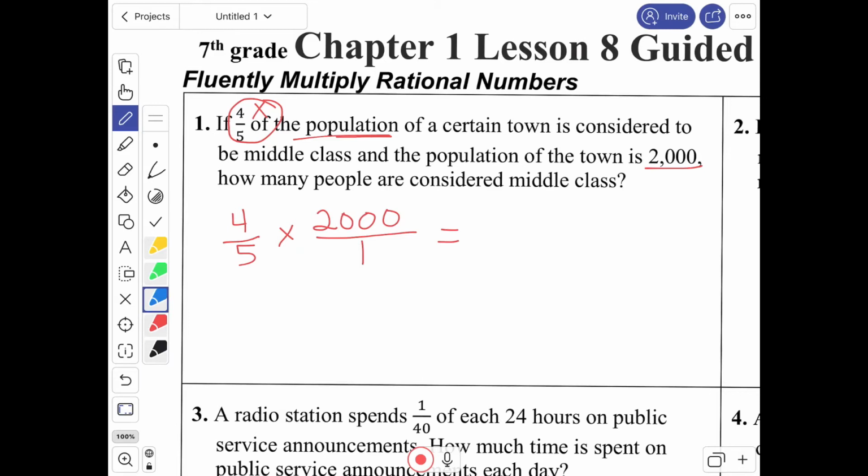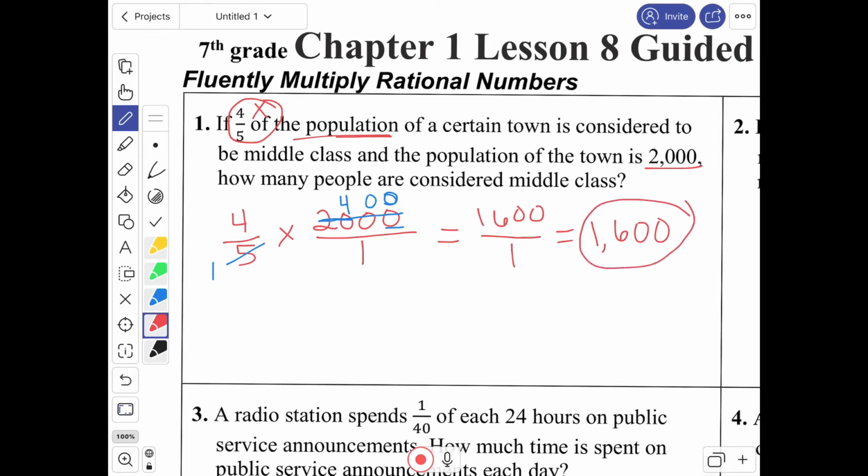That looks like a huge number. So let's see if we could maybe simplify. I know that it ends in a 0, so it must divide by 5. So 5 divided by 5 is 1, and 20 divided by 5 is 4, and zeros divided by 5 would make zeros. So 2,000 divided by 5 is 400. And then we can go straight across. 4 times 400 makes 1,600, and 1 times 1 makes 1. And any number over 1 is just that number, 1,600.